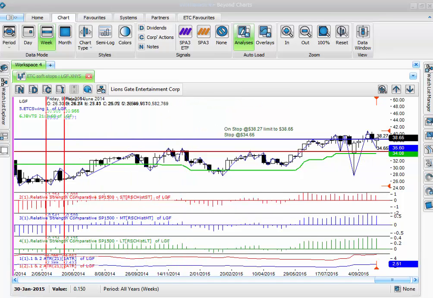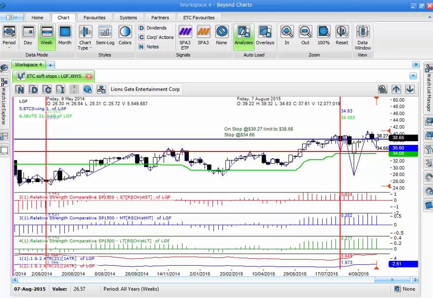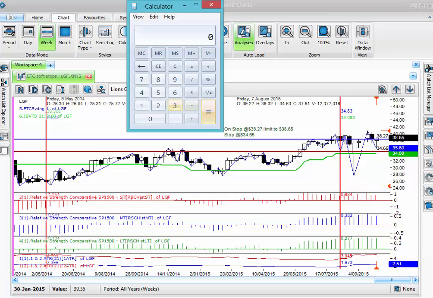So let's get out the calculator and do this as an exercise. I'll just grab my calculator and bring it onto the other screen. There it is. So let's go back to the low of that candle. It was 34.63, and we've got to take off 0.5% of that. So we multiply by 0.995 and we get 34.45.